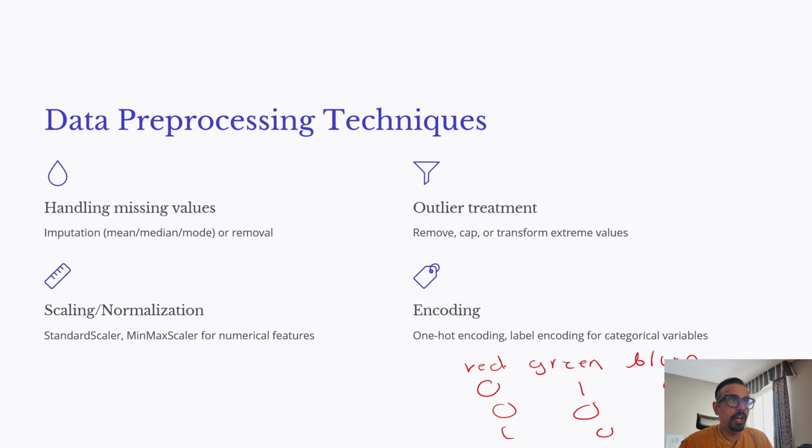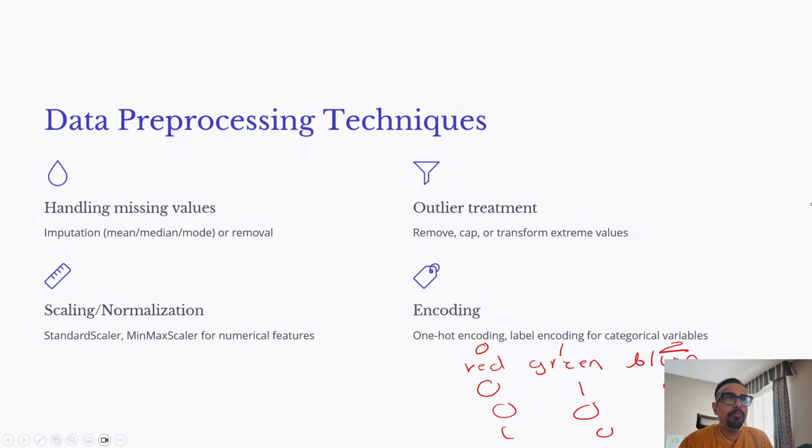Otherwise, you can do the other way around, where you can say the value for red is going to be 0, for green is going to be 1, and for blue it is going to be 2. So there are two ways of doing it. You can use one hot encoding for nominal categories with no order. Where we know there is an order, we can use label encoding for ordinal categories with natural ordering.